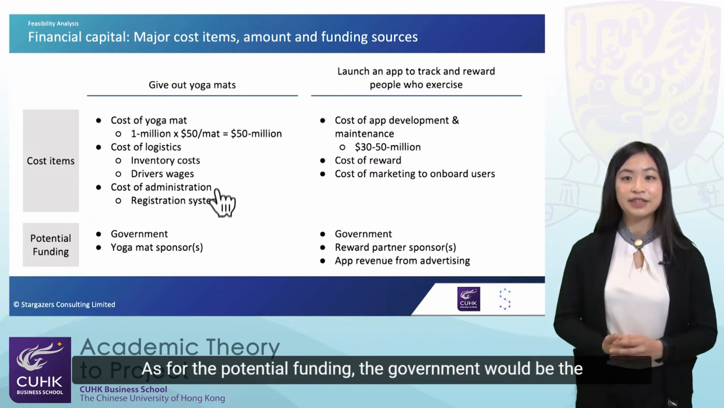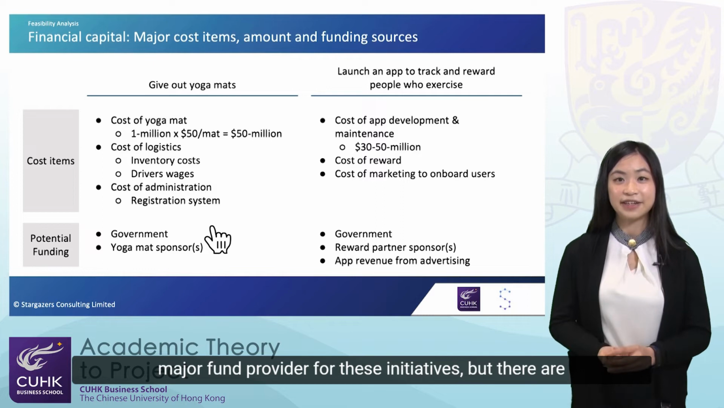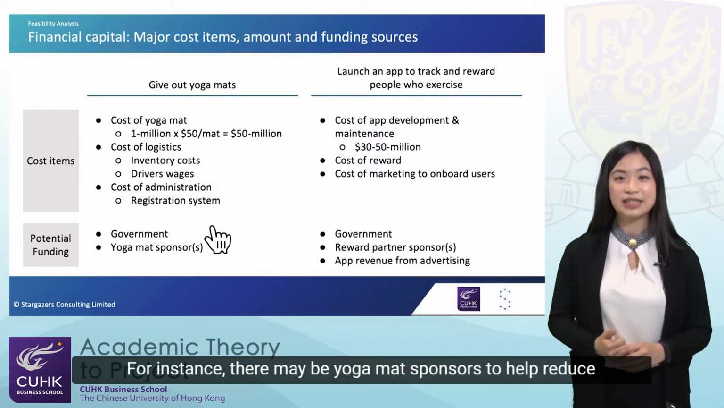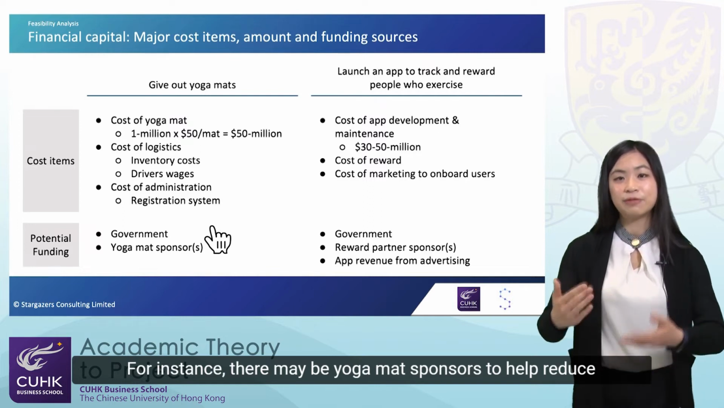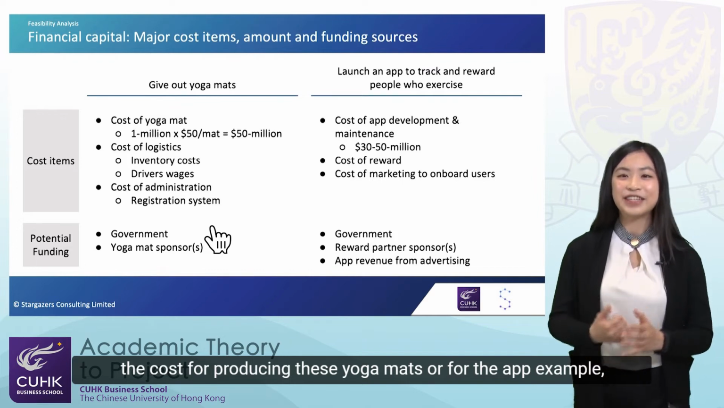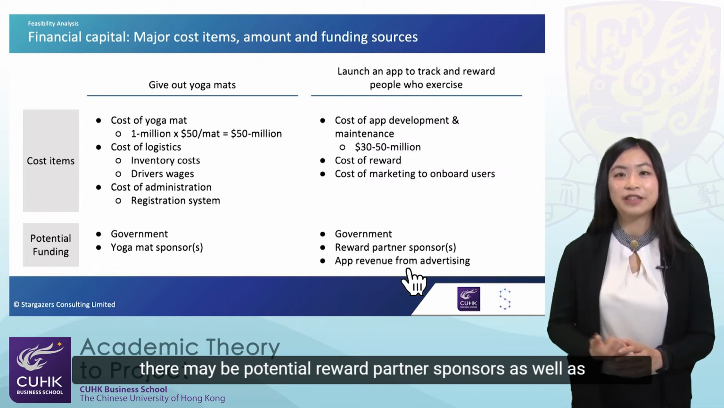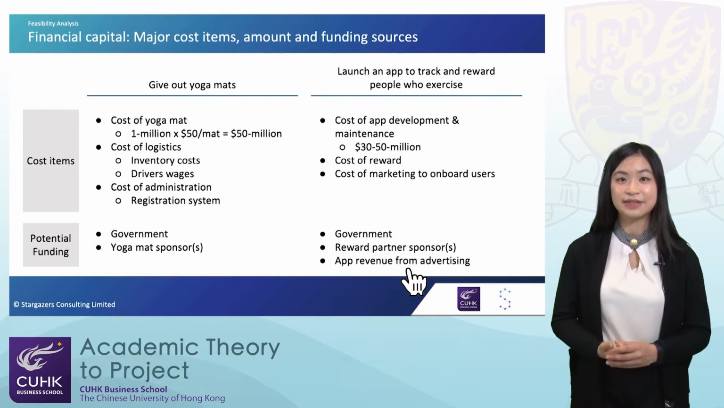As for the potential funding, the government would be the major fund provider for these initiatives, but there are also other possibilities. For instance, there may be yoga mat sponsors to help reduce the cost for producing these yoga mats. Or for the app example, there may be potential reward partner sponsors as well as the app revenue from advertising.